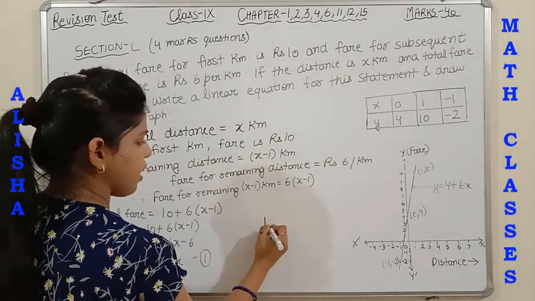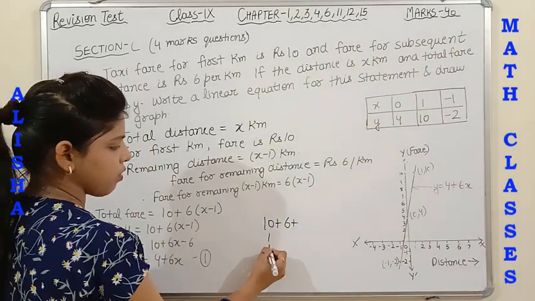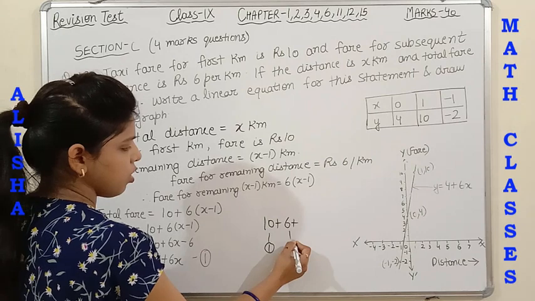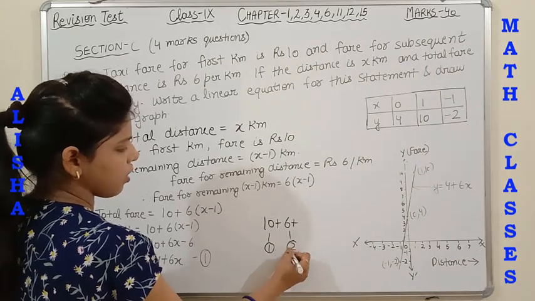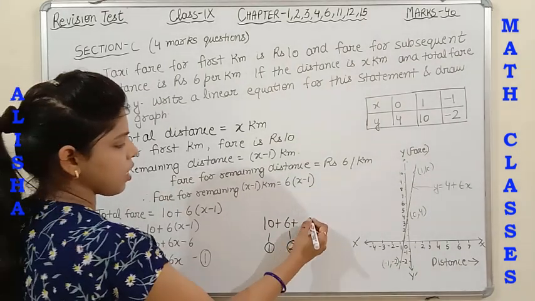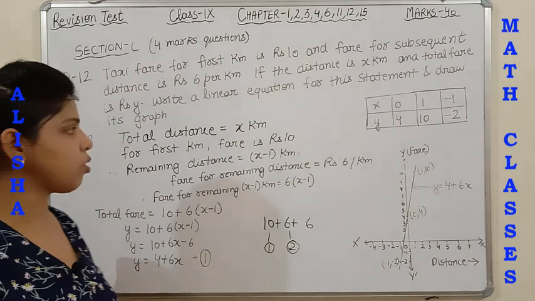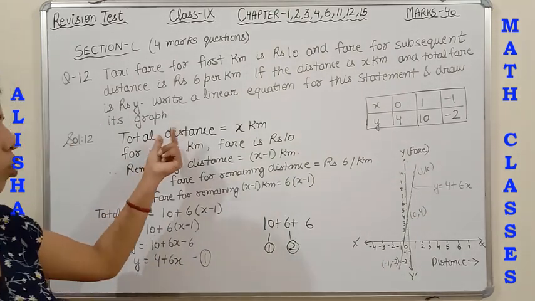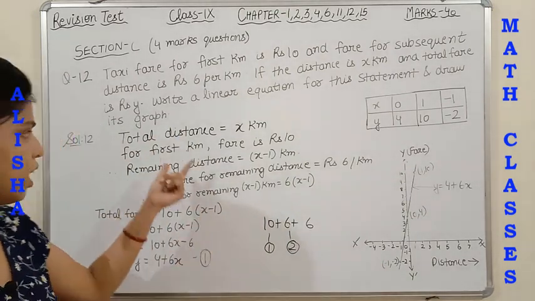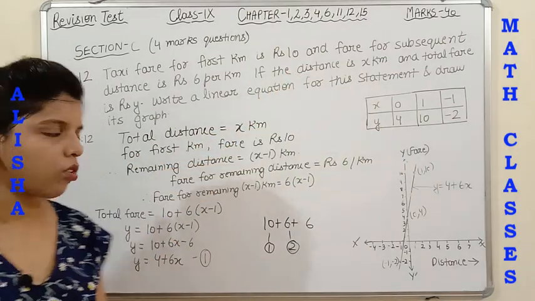Similarly, if he has to travel for 3 kilometers, then rupees 10 for the first kilometer and for the second kilometer he has to pay rupees 6. Again, for the third kilometer he has to pay rupees 6 more for the next kilometer. So subsequent distance. So here I don't know whatever the distance he has traveled, so let us take total distance is equal to x kilometer. This is given in the question also.